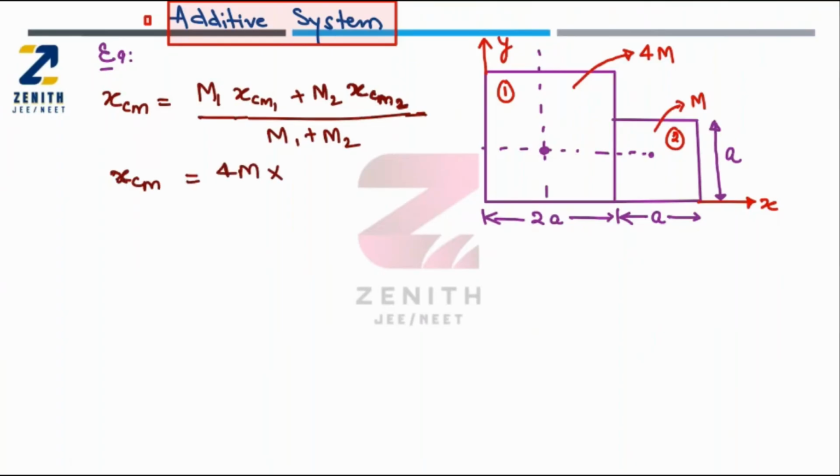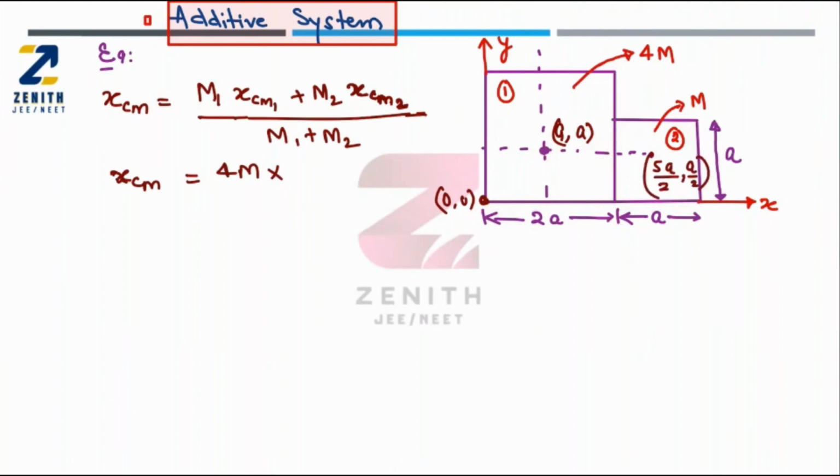XCM is nothing but, what is the mass? 4m. What is XCM? That means the center of mass coordinate of the first body is a comma a, because this is 2a, this is also 2a. The center of mass will be at a and a. What about this one? The center of mass will be at this point only. Okay. For calculating the center of mass, you have to take a reference. I am measuring all the distances from this origin. So this is 2a, this is 2a, and this is a by 2. So 2a plus a by 2, which is nothing but 5a by 2. So this is 5a by 2, and the y coordinate will be a by 2.